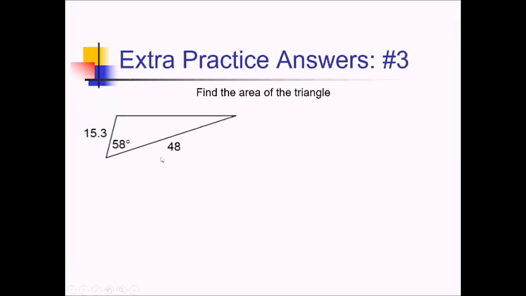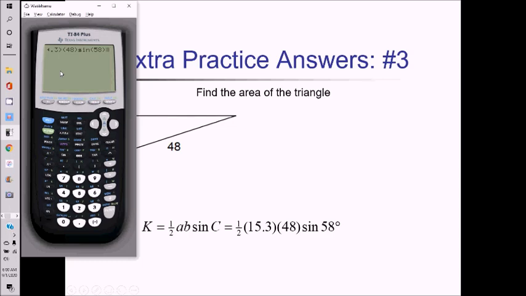To find this triangle's area, since I have two sides and the angle between them, let me use the half-sine formula, 1/2 AB sine C. So that's 1/2 times 15.3 times 48 times the sine of the angle between them, sine of 58. And now it's time for the calculator. I've entered it all in my calculator. Pressing enter, we've got 311.4.